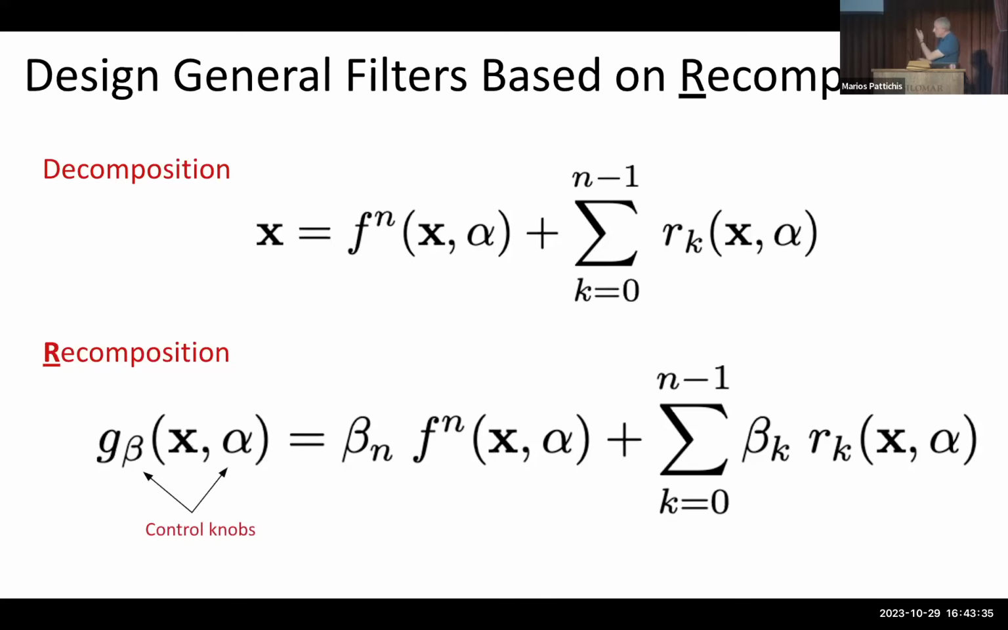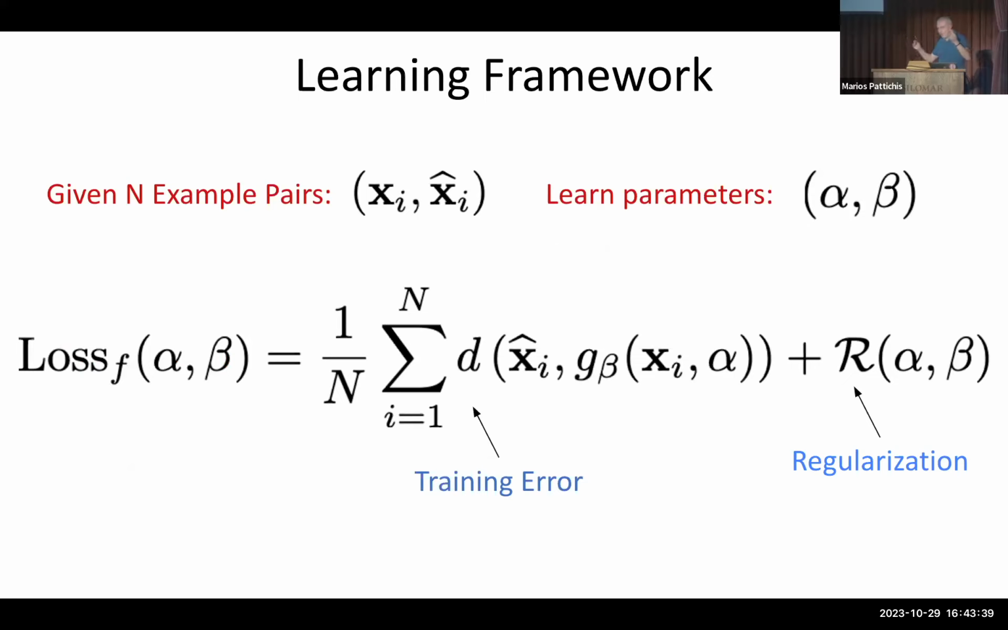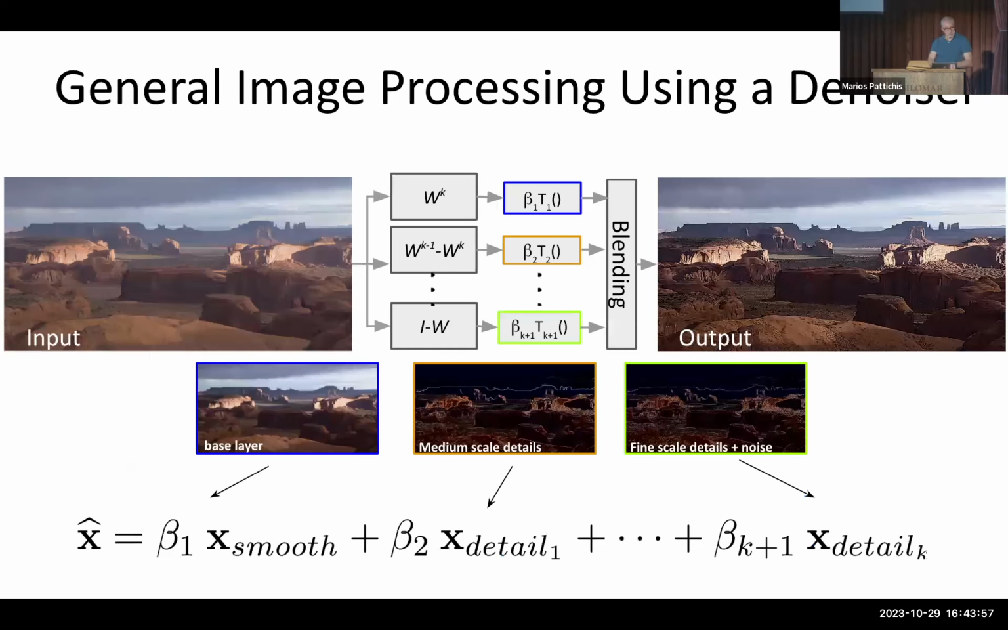And so now I have alpha and beta as my control knobs. If I have pairwise examples, let's say an input image and an output image that is different in some fashion, and I have a bunch of examples of that, I can learn the parameters alpha and beta, and define a loss function that has a training error and a regularization part that regularizes the parameters. And I can have an entire system for doing image processing just based on a core denoiser engine. So this is kind of how it works.